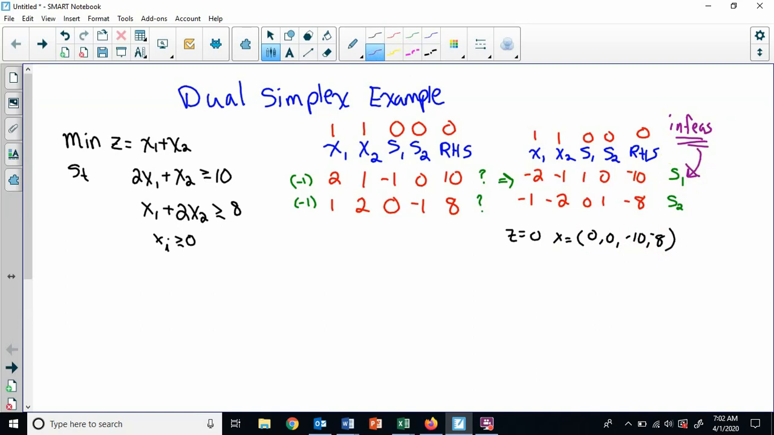Now, normally we would say, okay, well, let's do a two-phase or a big M. But the reason for having this dual simplex is pretty interesting. This is when we're using the dual simplex. When we look across the top and nothing is attractive, nothing's negative, and we look here and things are infeasible.